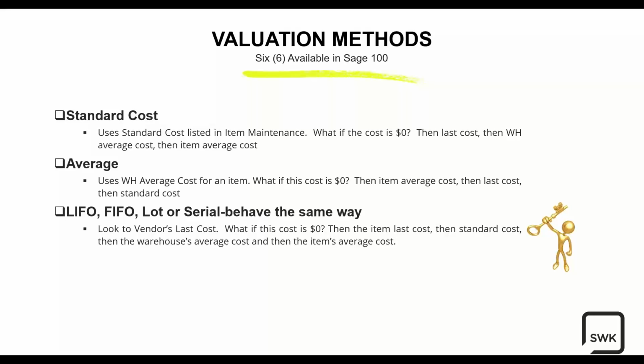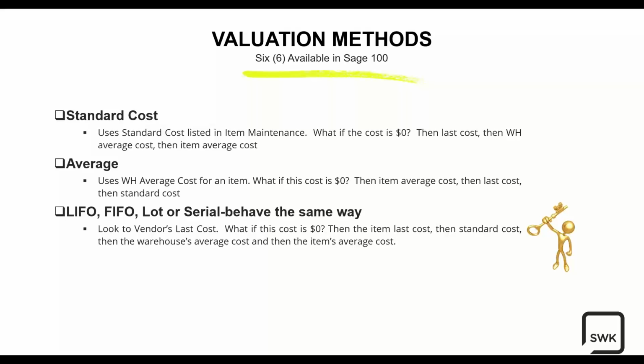The last of the valuations, well actually the last 4 valuations, LIFO, FIFO, lot, or serial, all behave the same way. They first look to the vendor's last cost. So if that cost is 0, then the last cost of the item. And if that's 0, then the standard cost. If all of that is 0, it's going to look at the warehouse's average cost and then the item's average cost. So it has like 5 different places to go if they're all 0, but it's going to look first to the vendor's last cost.